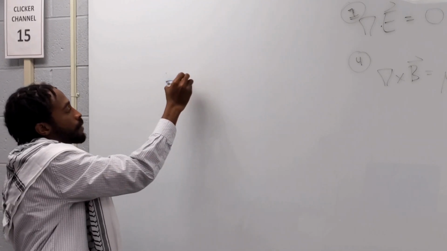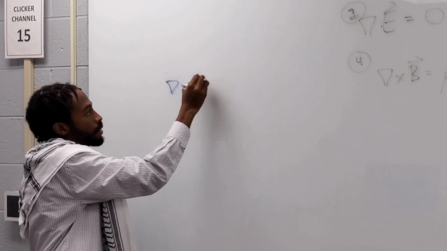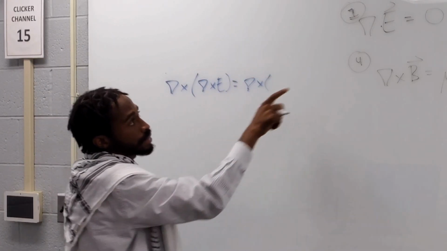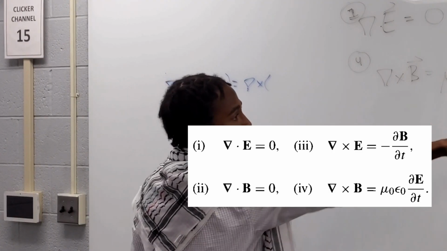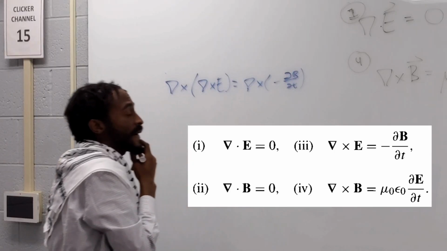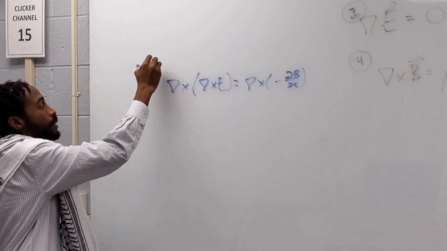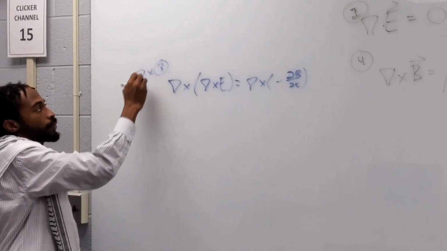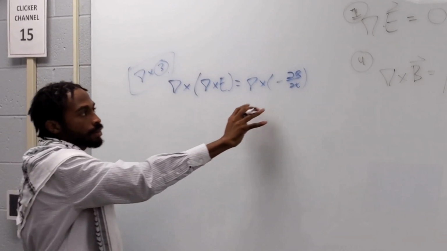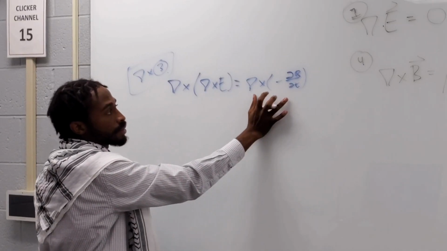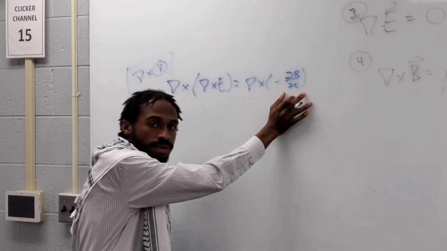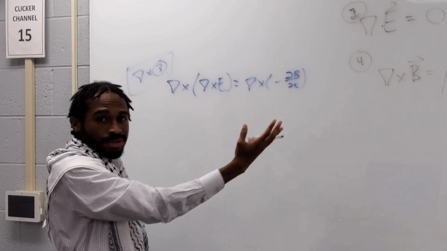Del cross E equals, del cross E is minus dB dt. We're taking the curl of the third equation here. These are partial spatial derivatives. This is a partial time derivative.